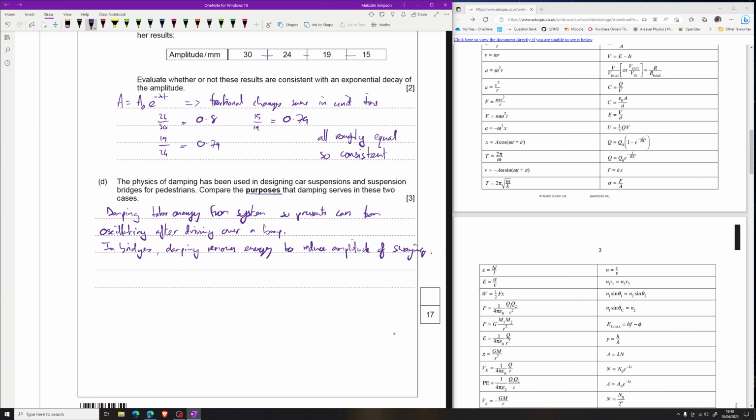It says compare the purposes, so I guess I'll say in both cases it increases safety, because it would be pretty dangerous to be driving an oscillating car, wouldn't it? And walking on a swaying bridge or driving on a swaying bridge is pretty dangerous too. And hopefully that gets my 3 marks. I'm thinking 1 for describing what it does in a car, 1 for describing what it does in a bridge, and then 1 for the comparison, maybe. Anyway, that's question 5.